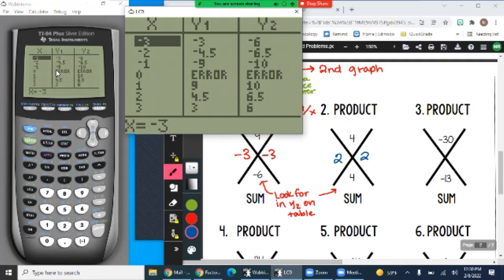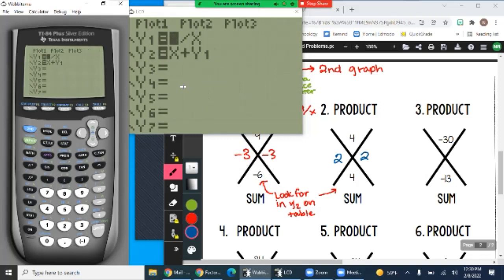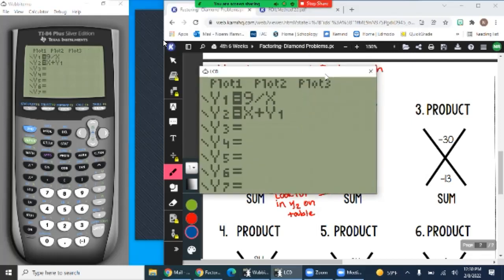Okay, let's go to the y equals. Y equals is upper left-hand corner right here. All right, I already got stuff typed in. What do I need to change? We're doing number 3. What do I need to change? What number? Change what with what? We're going to change that 9 to a -30. So it should say -30 divided by x.